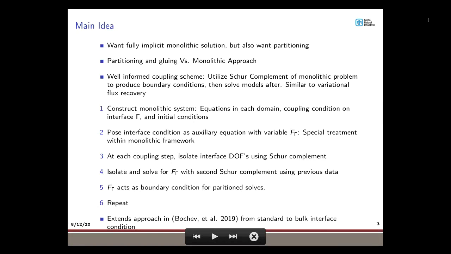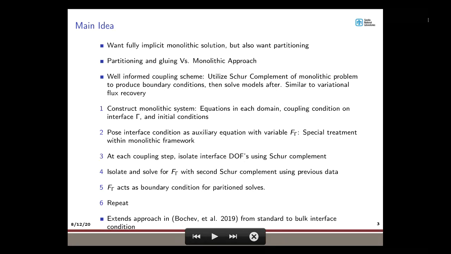So the steps that really give the main idea of this talk are as follows. Construct this monolithic system. What is this? It's just your equations in each domain, the coupling condition on the interface gamma, which is the interface shared by your two components, and your initial conditions.